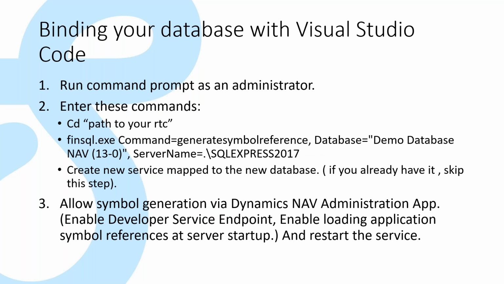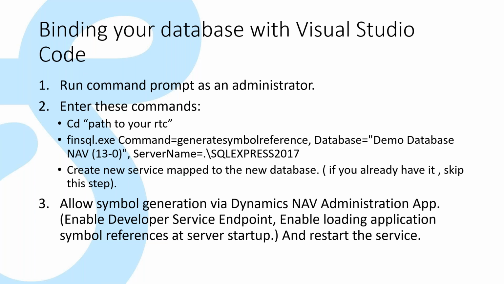When this is done, we know that we have set up our Visual Studio Code and we have Dynamics NAV installed. We have to bind our database with Visual Studio Code. In order to do so, we have to run our command line as an administrator. And after we have done so, we have to enter a couple of commands. First of all, we have to enter cd and the path for our RTC client. This will open the RTC folder from the command line for us.